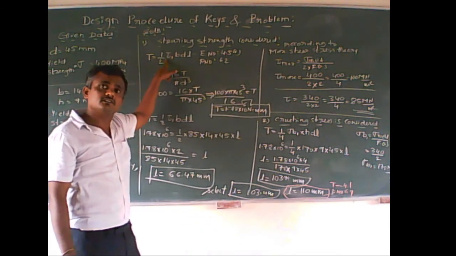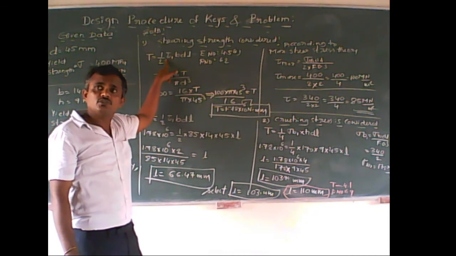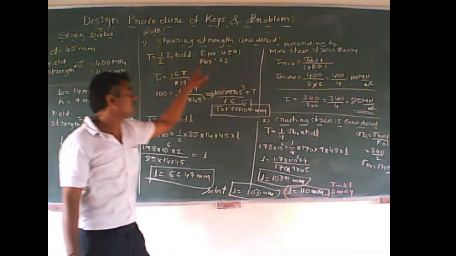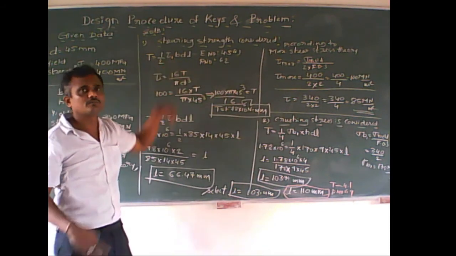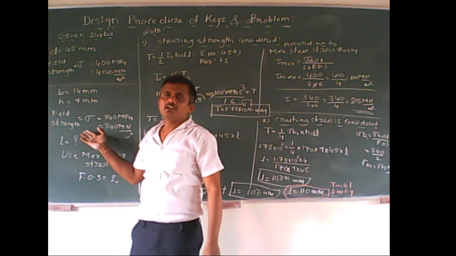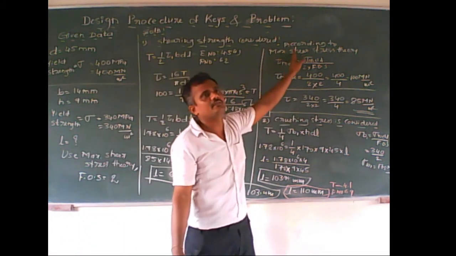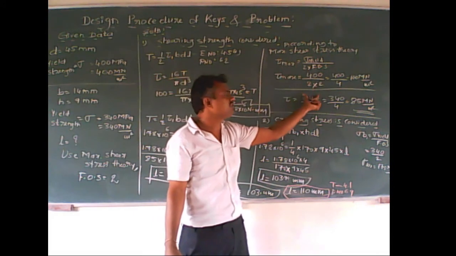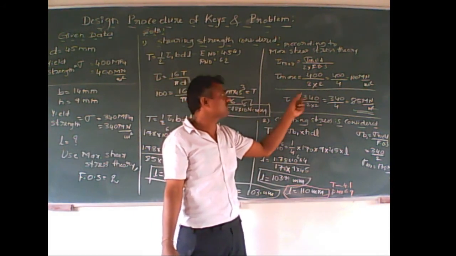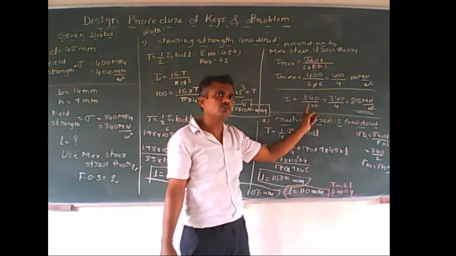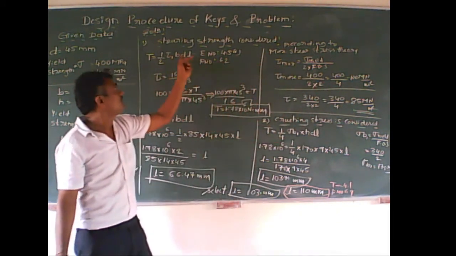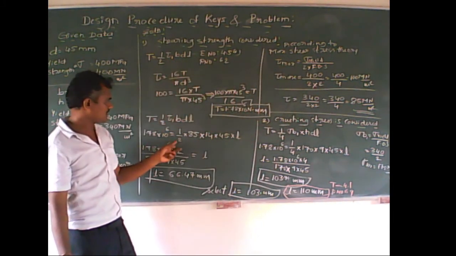Tau 1 is the stress induced in the key. Therefore, you cannot take this 100. Instead of that, we have to take tau 1 as something different. So how to calculate? Only the yield strength is given. Again, we can use this theory, maximum shear stress theory. If a yield strength is given, we can find out the shear stress. Tau is equal to yield divided by 2 into factor of safety, so that we are getting this 85.